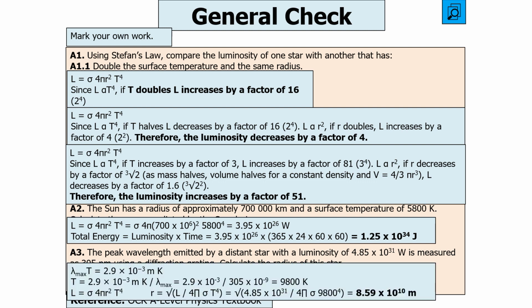Then in this last question, we're now having to use Wien's displacement law. So lambda max times T equals 2.93 times 10 to the minus 3. So we can work out the absolute surface temperature in Kelvin by working those through with those values. Remember, nanometers is 10 to the minus 9. So we get 9,800 Kelvin. We then pop it into the equation for Stefan's law, but we make r the subject. So we work it all through, pop in the values, and we get 8.59 times 10 to the 10 meters.